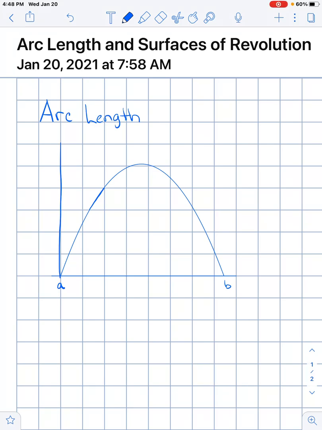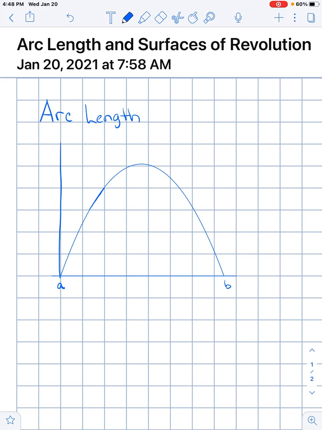These next two videos are going to cover two more geometry topics. In this lesson, this video will be finding the length of a curved function, and then the next video will be finding the surface area of those three-dimensional objects we've been finding by rotating around an axis. We've been finding the volume. In the next video, we'll find the surface area.